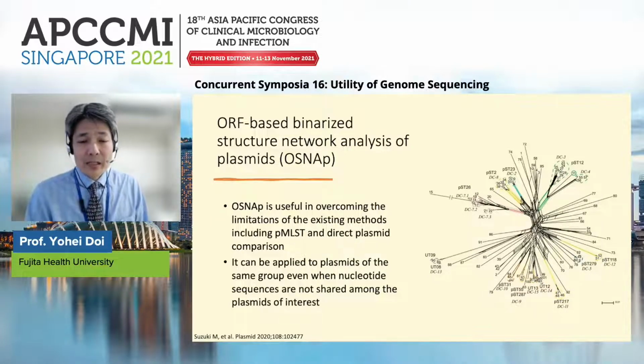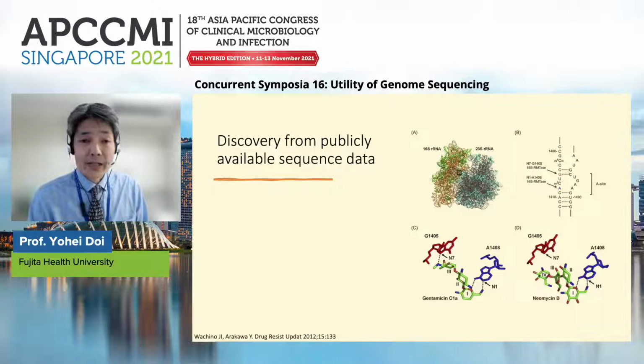And this can be applied to plasmids of the same group, even when nucleotide sequences are not shared among plasmids of interest. So this is just one example, but there's likely to be a lot of different ways we can approach bioinformatics of high-throughput sequencing data in bacteria.